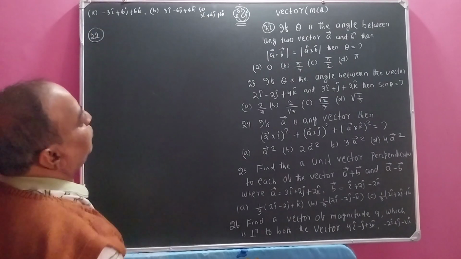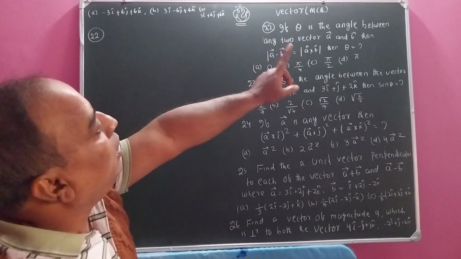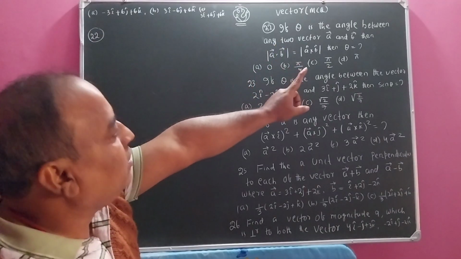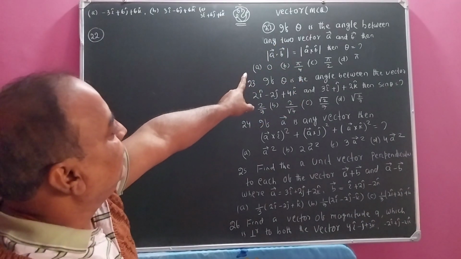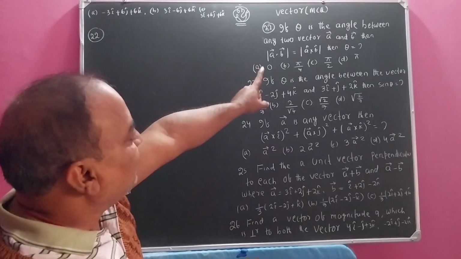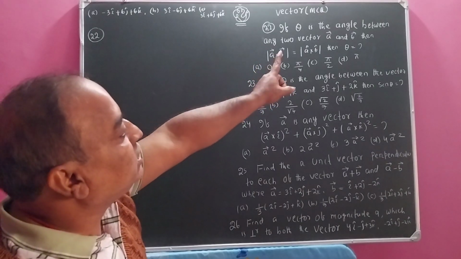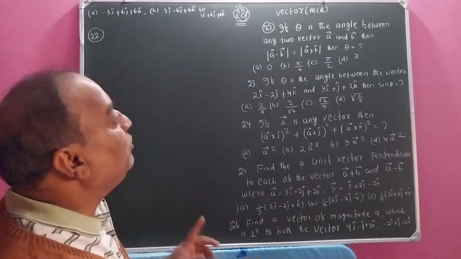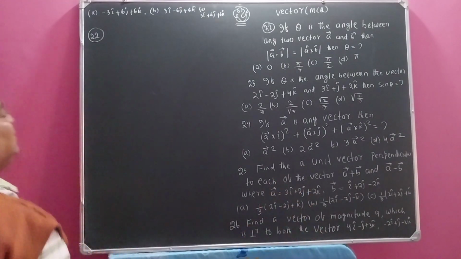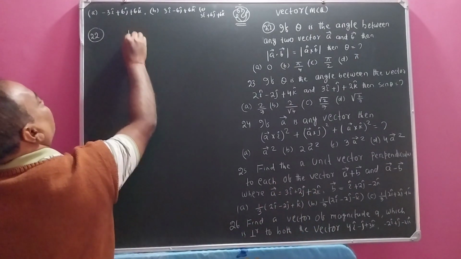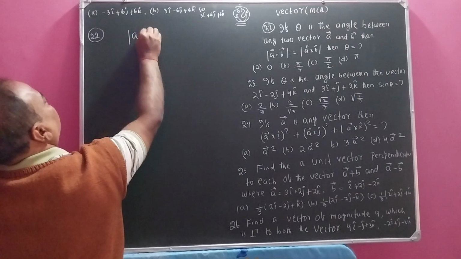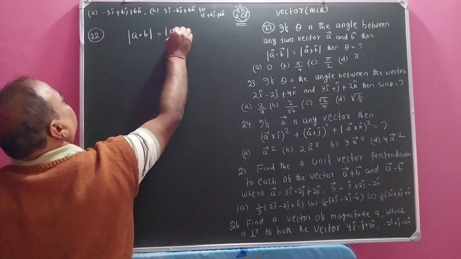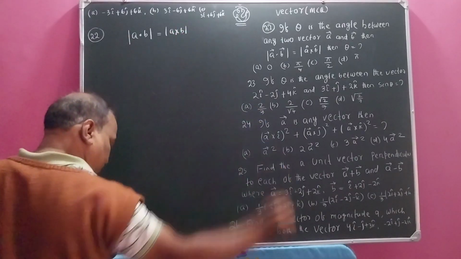Question number 22. If theta is the angle between any two vectors, A vector and B vector, then magnitude of A dot B is equal to magnitude of A cross B. Then what is the value of theta? How can you find out? Write down the answer. Given magnitude of A dot B is equal to magnitude of A cross B.